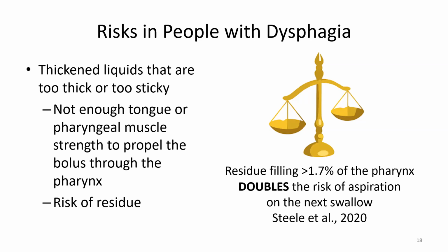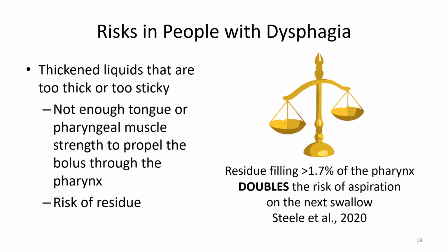So in order to manage the risk of residue, now that we've looked at how thick a liquid is, we also need to consider whether it's too thick. And when liquids are too thick or sticky, we're worried about residue being left behind in the pharynx. And recent evidence confirms that residue in the pharynx does increase the risk of aspirating on a subsequent swallow.